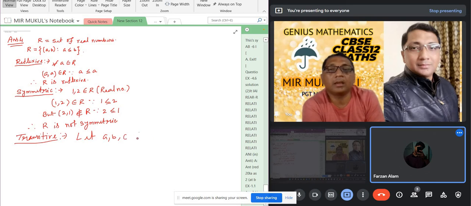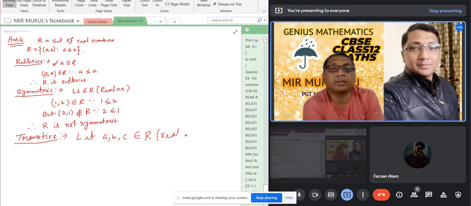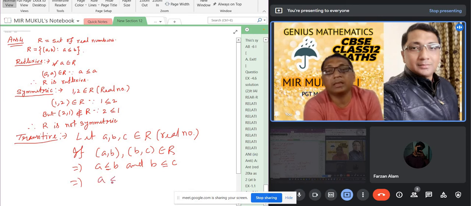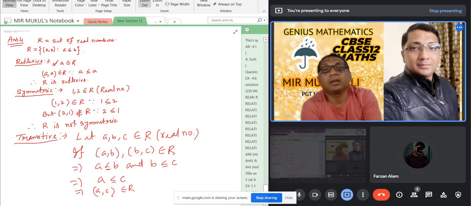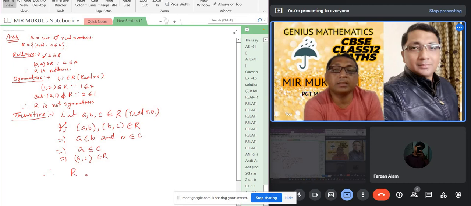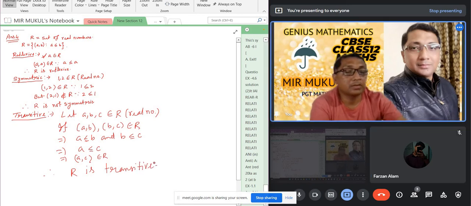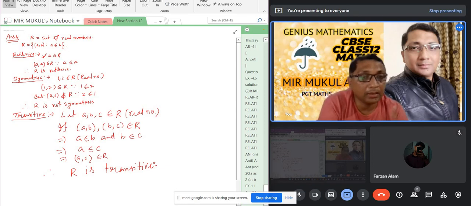Let A, B, C belong to R, that is the real numbers. If A, B and B, C belong to R, it means A less or equals to B, and B less or equals to C. So from here we can say that A less or equals to C. It means A comma C also belongs to R. So we can say that R is transitive.